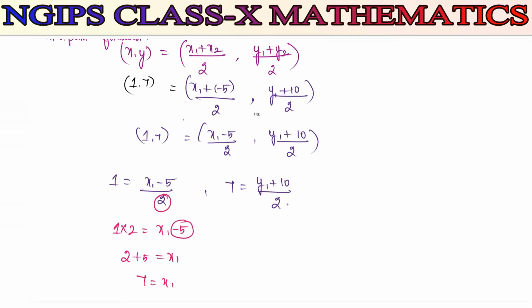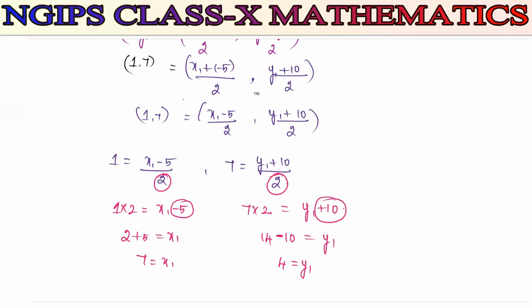And here y1 we need to find. When you shift this 2 to the opposite side it will become multiplication. 2 into 7 is equal to y1 plus 10. 7 twos are 14. When you shift this plus term to the opposite side it will become -10 equal to y1. So 14 minus 10 is 4, 4 is equal to y1. So we found the coordinate of the point A. Therefore the coordinate of point A is 7, 4.